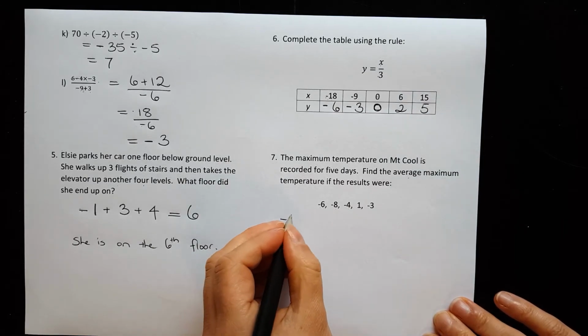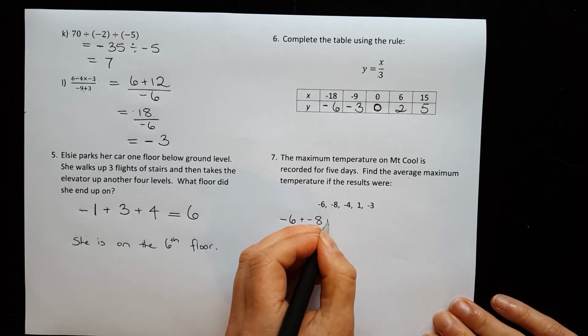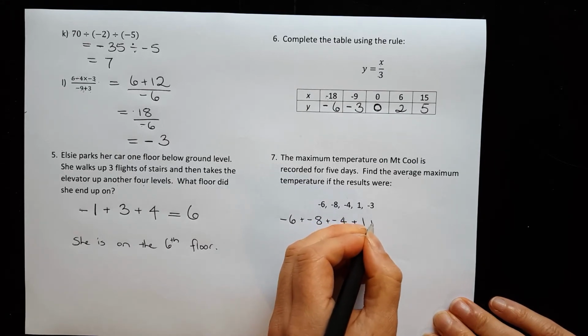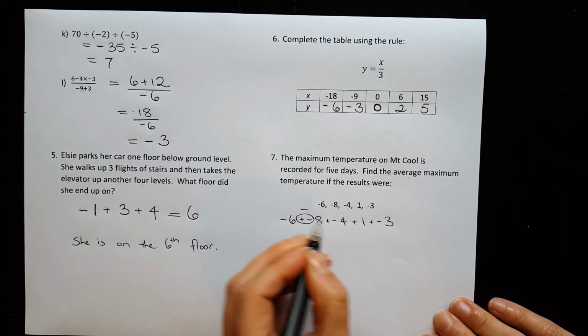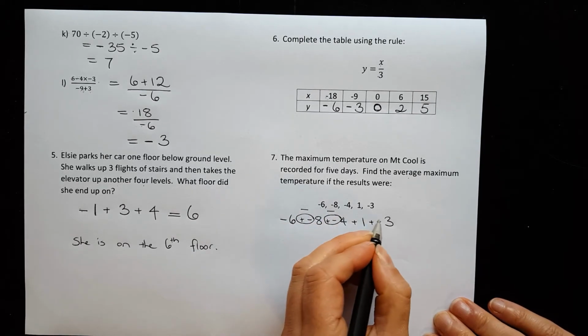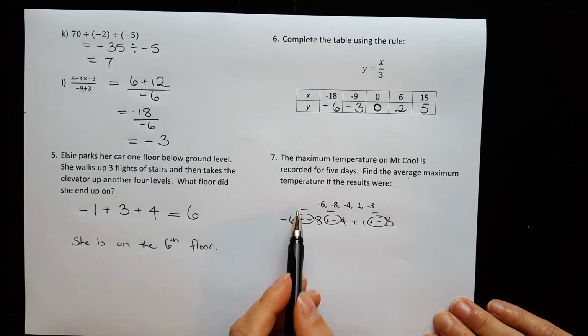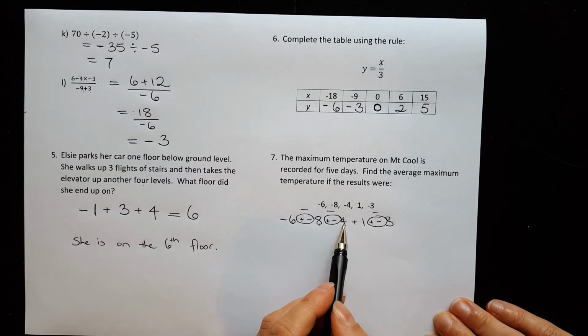So we have minus 6 plus minus 8 plus minus 4 plus 1 plus minus 3. Now, all those plus minuses are really just minuses, aren't they? Because a plus and a minus makes a minus. So let's work out what that is. Minus 6 minus 8 on our number line, that's going to be down at minus 14. Minus another 4 is minus 18.